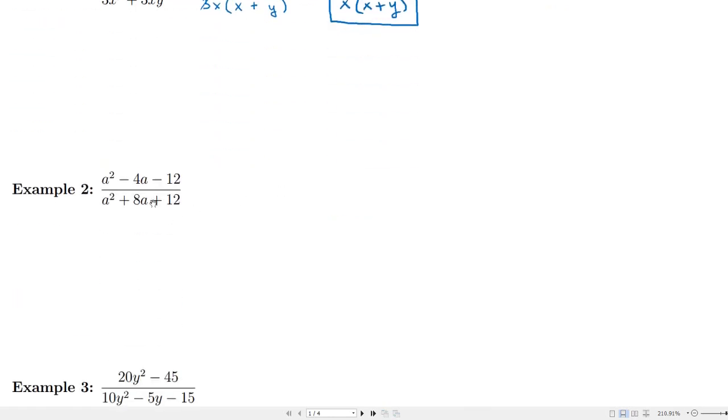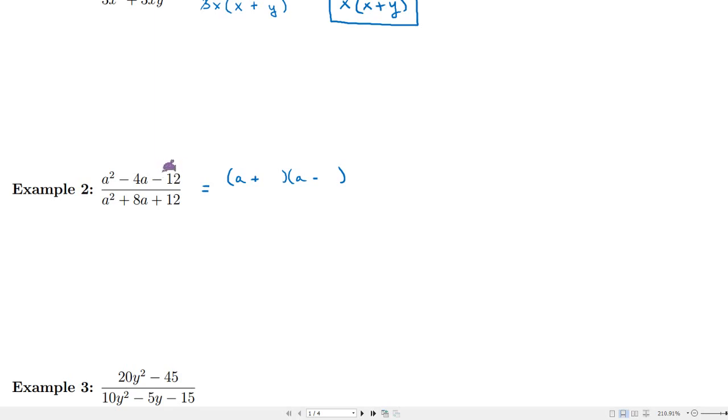Our next example, let's see how much we can factor and reduce here. So we have a squared minus 4a minus 12. Factoring the numerator, we have this leading coefficient of 1, so we just need to determine what we're going to add or subtract here. We have a minus 12, so one of them is going to have to be positive and one will be negative to give us a product of minus 12. And which factors will give us a sum of negative 4?